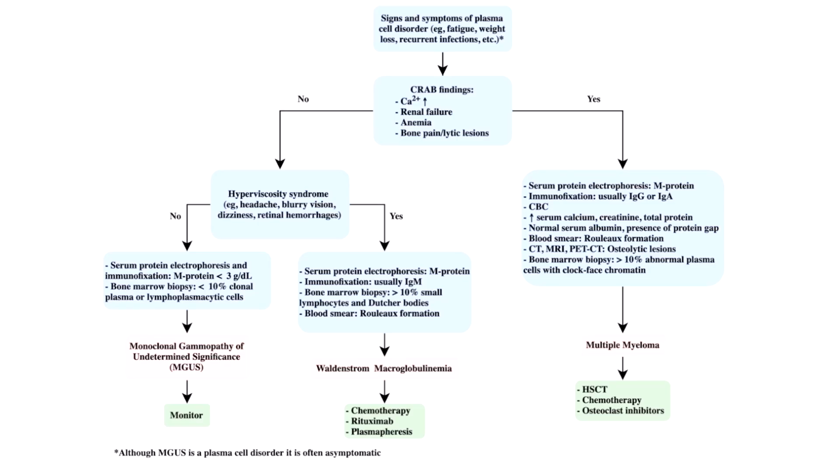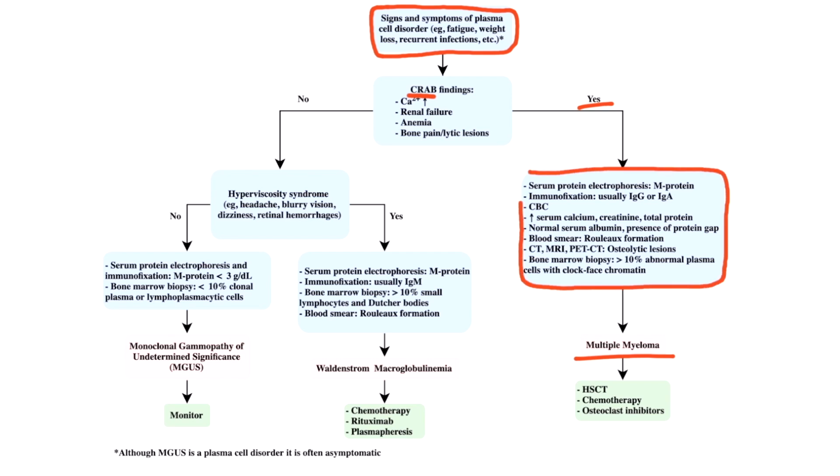Before we end this topic, let's go through this algorithm as a recap. If a patient presents with general signs and symptoms of a plasma cell disorder, such as fatigue, weight loss, or recurrent infections, we begin by investigating the CRAB findings. If some or all of them are present, multiple myeloma is suspected, and diagnostic procedures should be performed, such as an SPEP, immunofixation, lab studies, and a bone marrow biopsy. When multiple myeloma is confirmed, we move on to management. This includes hematopoietic stem cell transplantation, chemotherapy, and osteoclast inhibitors.